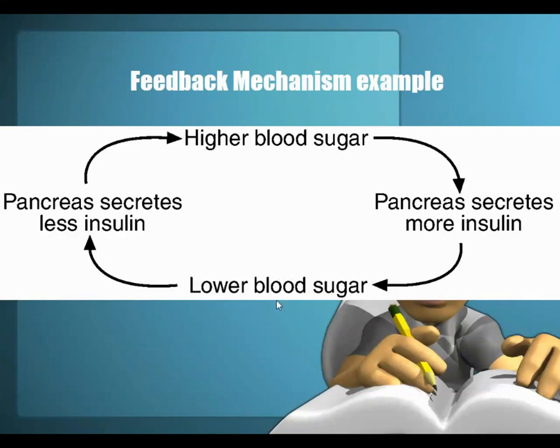And then if your blood sugar gets too low, your pancreas will secrete less insulin, but it'll actually secrete something called glucagon to increase your blood sugar. So this is what they call a feedback mechanism. A change in one area results in a change in the other area.